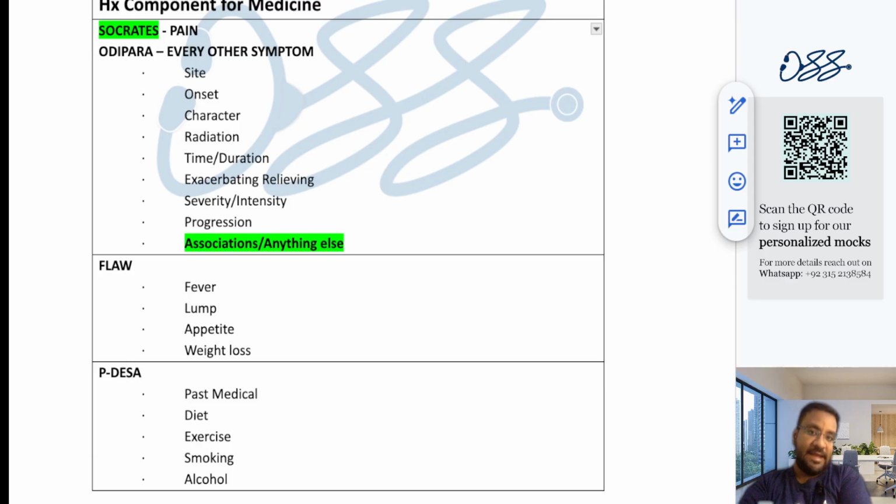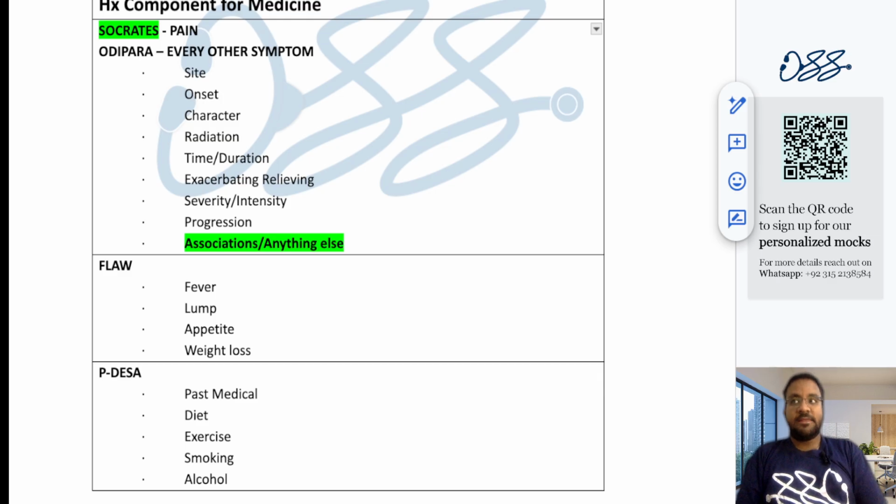Okay, SOCRATES. And as I mentioned, since you have to ask an open-ended question in the beginning, there is a very strong possibility that when you ask the open-ended question, the simulator may answer 3 to 4 questions from your SOCRATES. So make sure that you're not repeating those questions again. Let's suppose that in the open-ended question, the simulator said, okay, yeah, doctor, I'm having pain in the left side of the chest.